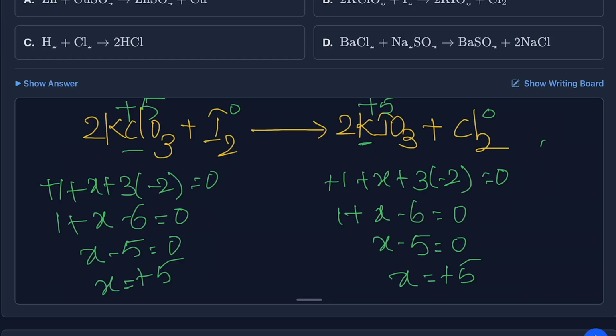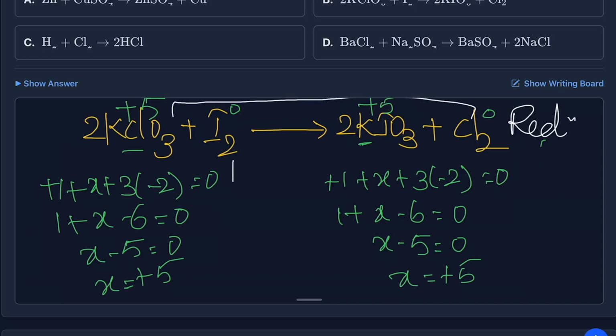So if we can see 2KClO3 going to Cl2, there is a decrease in the oxidation state, that is plus 5 to 0. It is called the reduction.